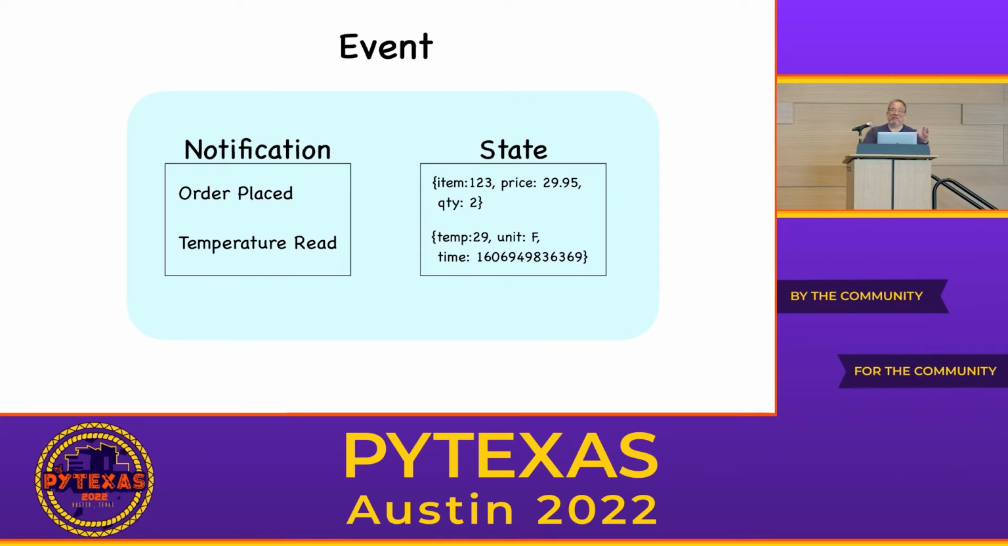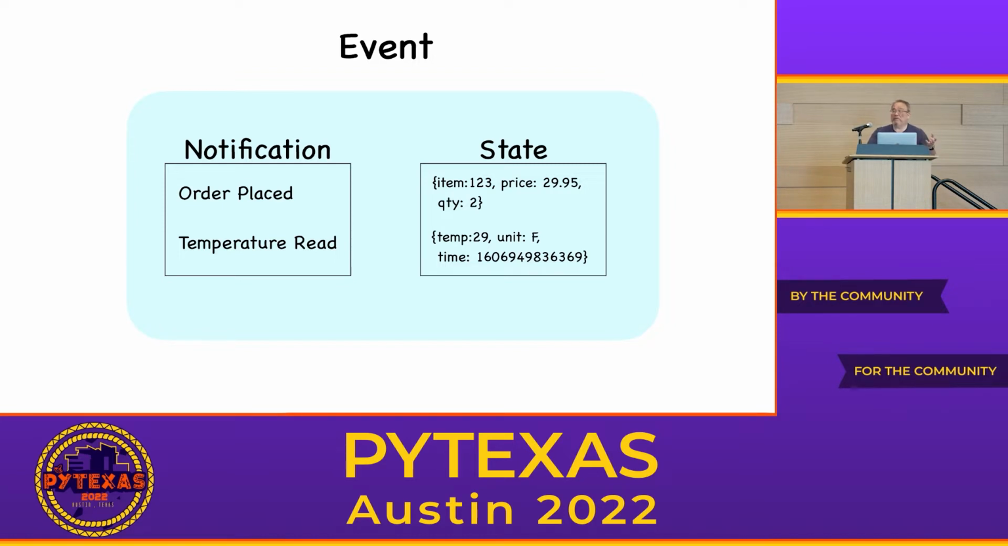So first we're going to talk about events, because Kafka at its core is an event streaming system. When we talk about an event, it's something that encompasses a notification and state. So it tells us something that happened, and it tells us information about what happened. In this case, we have order placed, and we have details about the order. We have a temperature reading, and we have the temperature.